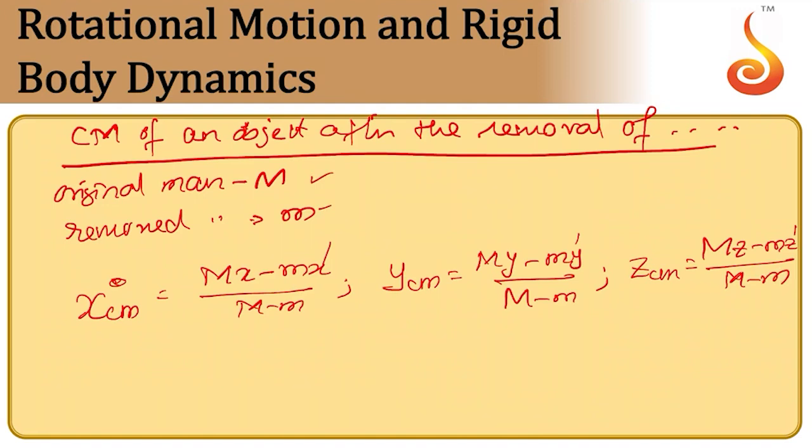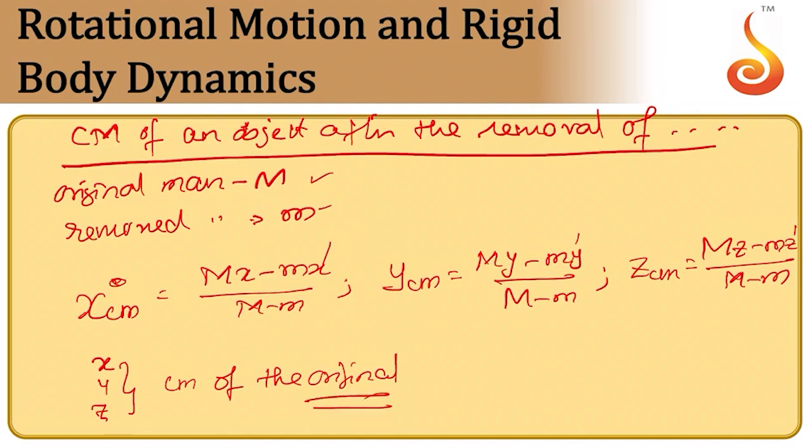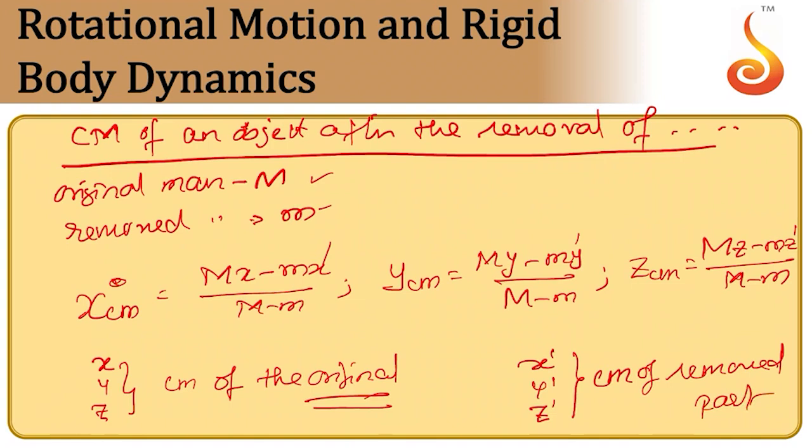These are already known to us. What are the other three? x, y and z refer to center of mass of the original part, that means the object from which nothing is removed. x dash, y dash and z dash are cm of the removed part, the part which is removed. So you can find out the xcm and ycm and zcm using this idea if a part is removed from the object.